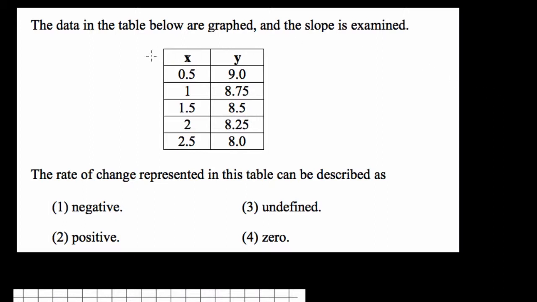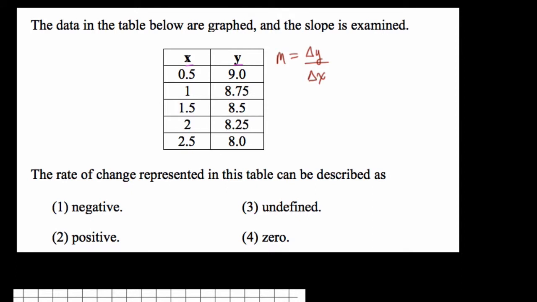Alright, so in this question they tell us that the data in the table below are graphed and the slope is examined. The rate of change represented in this table can be described as which of the following? Well, the goal here for rate of change or slope is to look at the way in which y is changing along with x. If you remember, slope is delta y, or the change in y, over delta x, the change in x. It literally means how is y changing as a ratio to how x is changing.